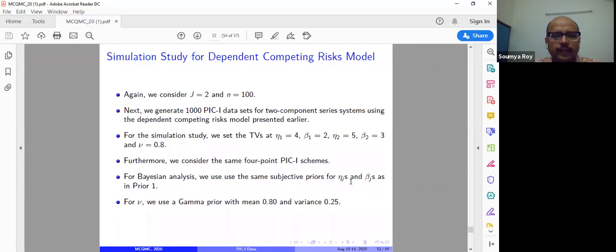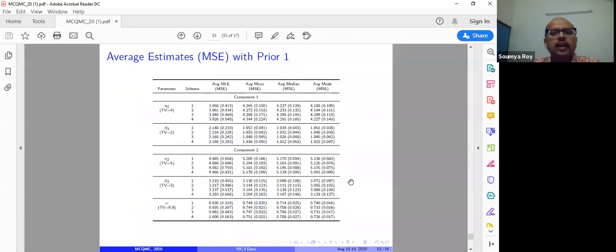Now for the dependent competing risk model, I have carried out another simulation study. Just consider the same parameter sets along with nu equals 0.8. Now, we have considered the same 4-point PIC1 scheme. For nu, I have used a gamma prior with mean 0.8 and variance 0.25. Now, if you just quickly look at the average estimates here, of course, the MLE is not comparable with the Bayesian estimates because we have used a subjective prior here, right?